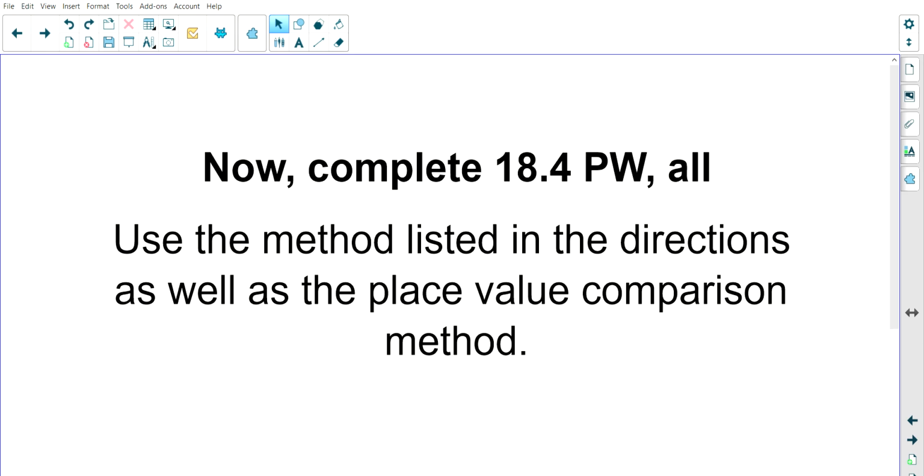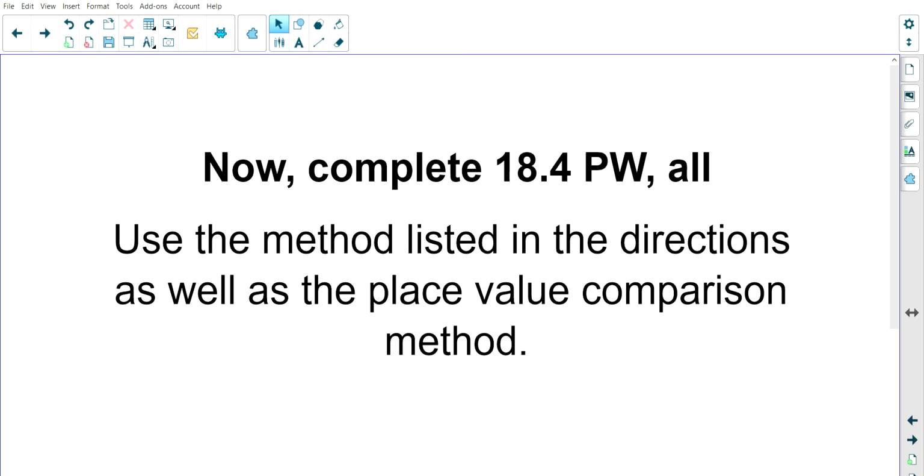So now that we're done with the learning, go ahead and complete 18.4 PW from your practice workbook. You're going to do all of the problems. Whatever the method is listed in the directions, I would like you to solve it that way as well as use the place value comparison method through your work as well.